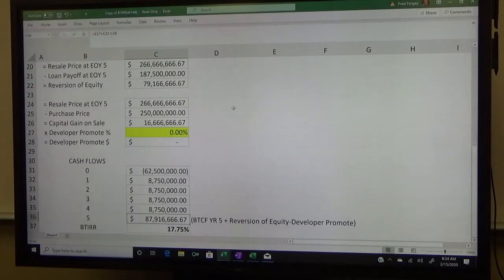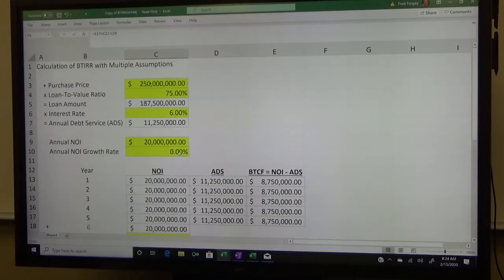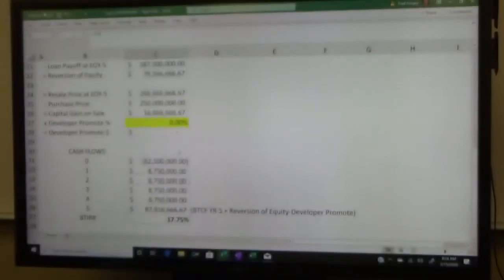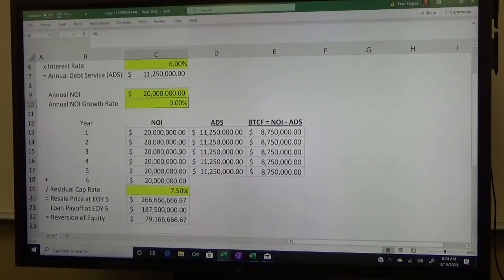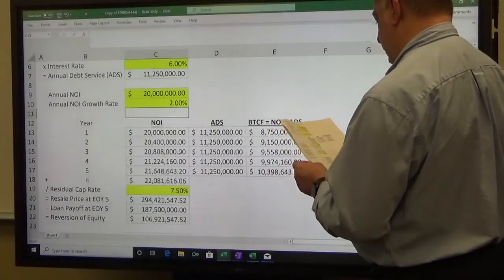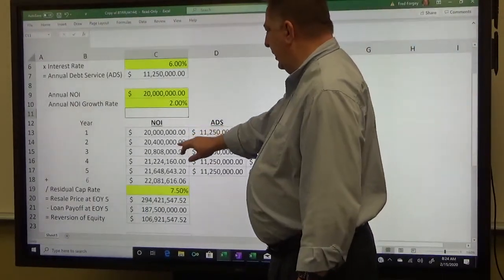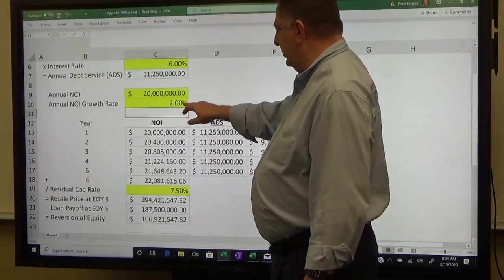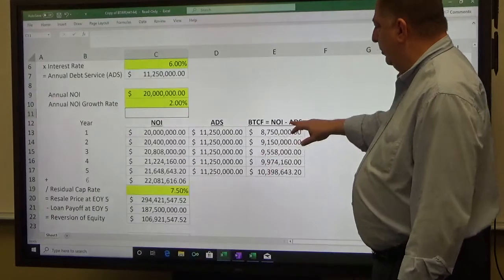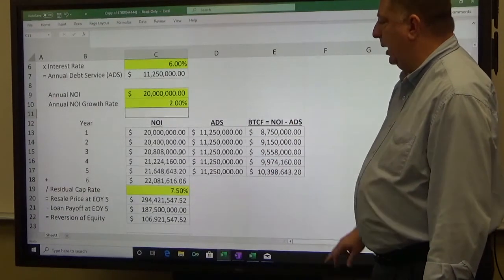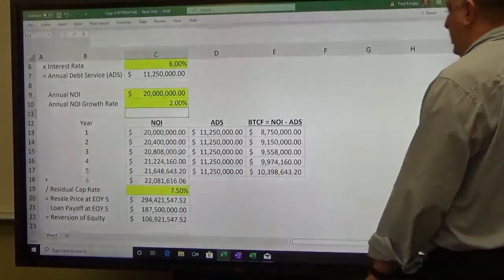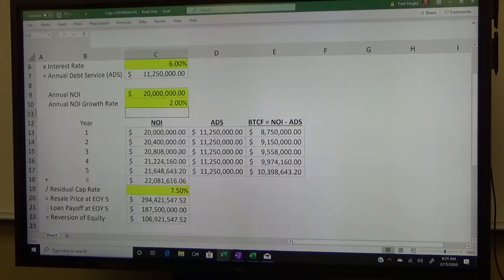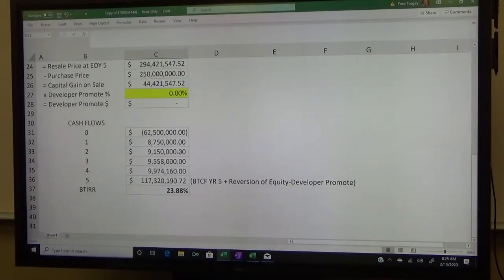Okay, so the next one is going to be assuming a growth rate for, in this case, the net operating income. Well, obviously in Excel, pretty darn easy. Once you've built the formula in there, in this particular case, it's a 2% growth rate. And so what you're going to see change is the net operating income for each year. For each year, the net operating income is going to increase by 2% each year. Your debt service is going to stay constant, but your before tax cash flow is obviously going to change. We're going to keep your cap rate the same, but what you're going to see is, because of that income growth rate, what impact that has on the bottom line with respect to our internal rate of return.